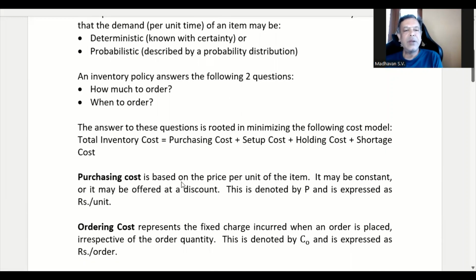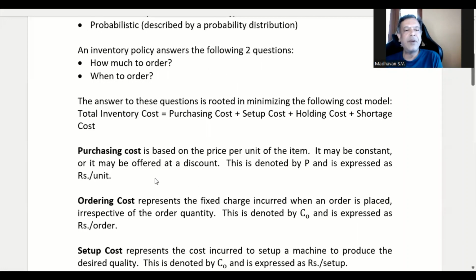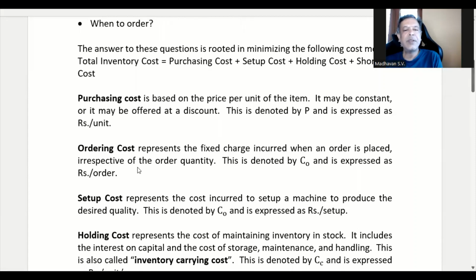Purchasing cost is based on the price per unit of the item. It may be constant or it may be offered at a discount. This is denoted by capital P and is expressed as rupees per unit. Then ordering cost represents the fixed charge incurred when an order is placed, irrespective of the order quantity. So it depends on the number of orders: the more orders, the more ordering cost. This is denoted by C suffix O and is expressed as rupees per order.